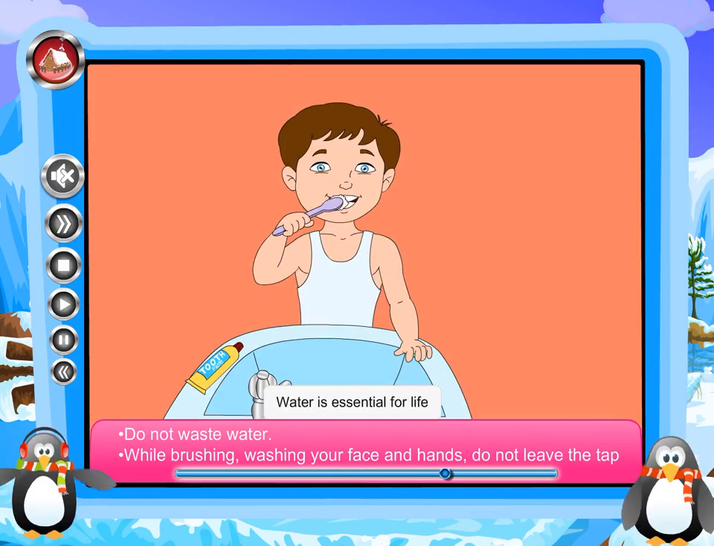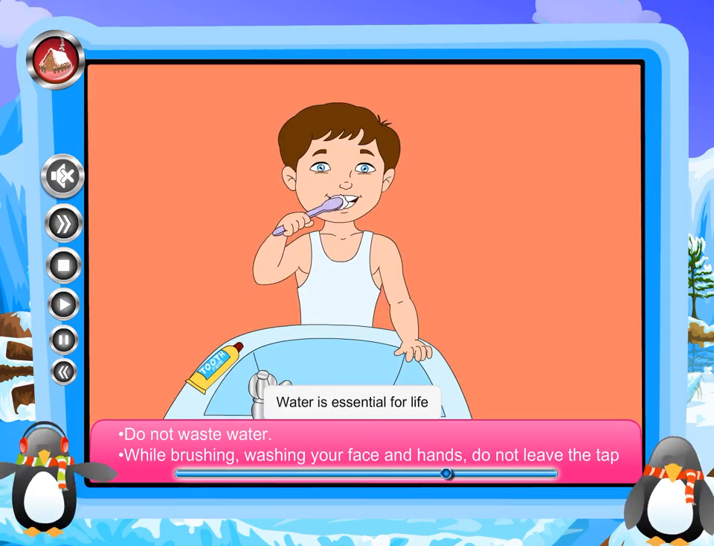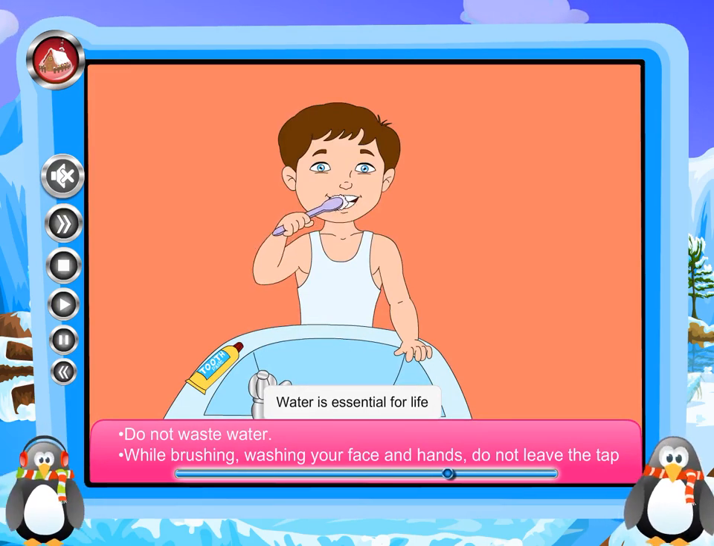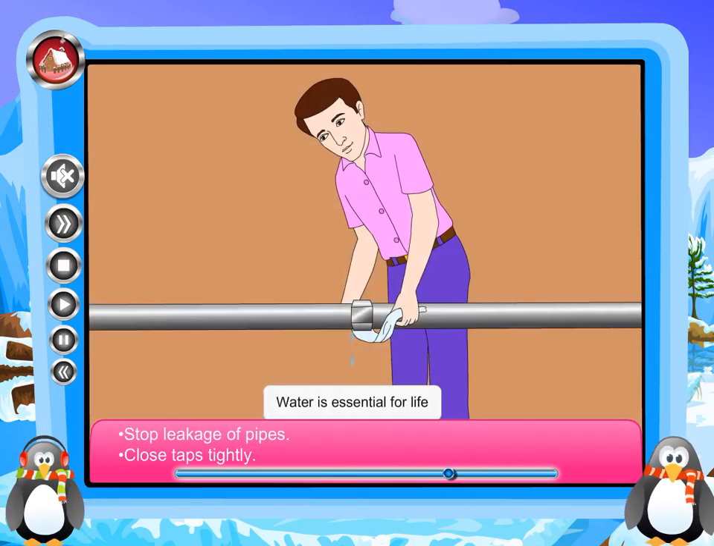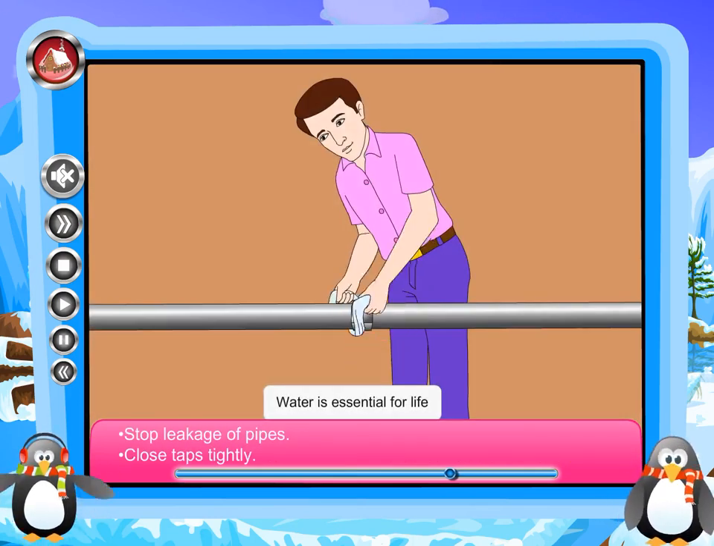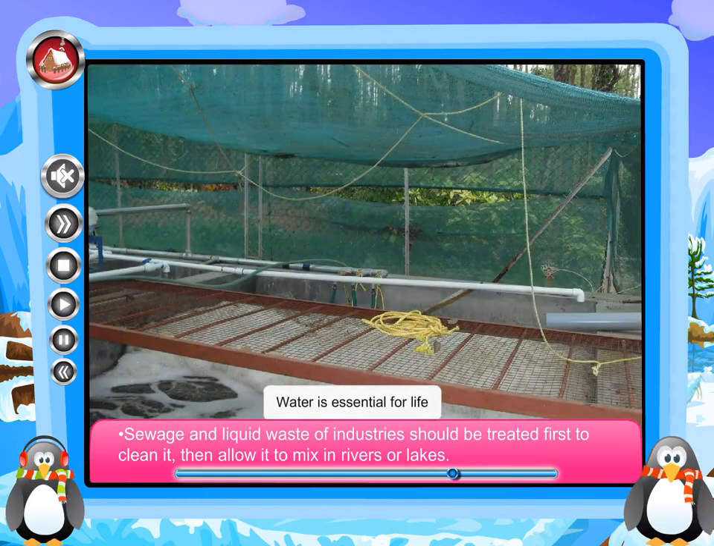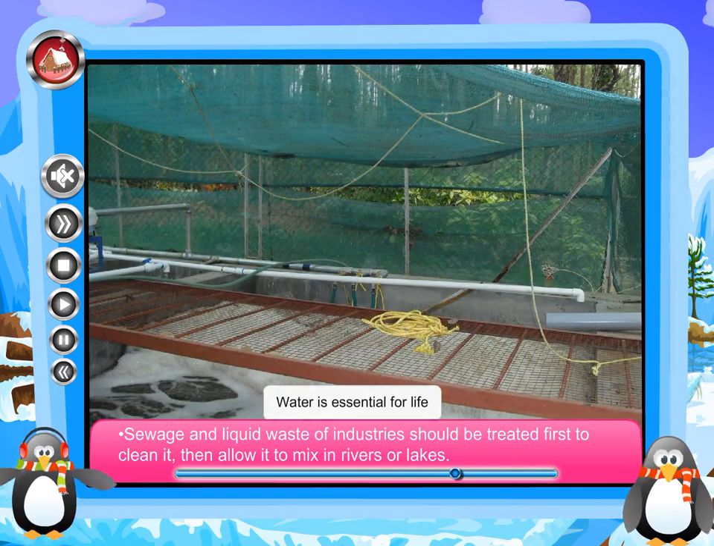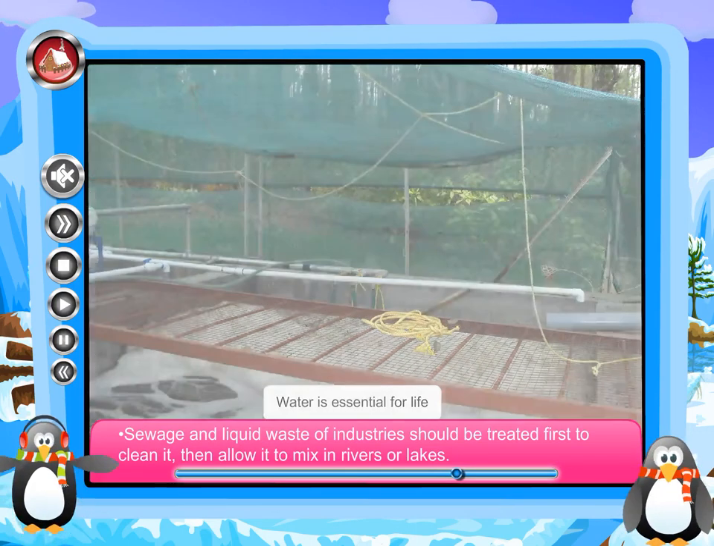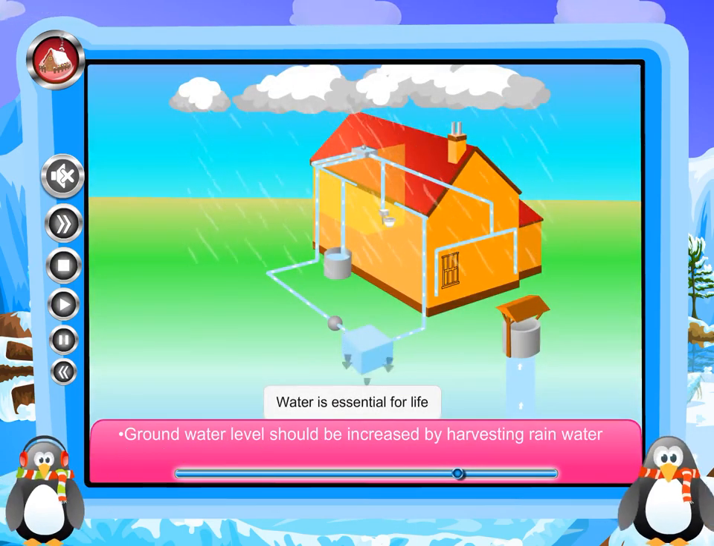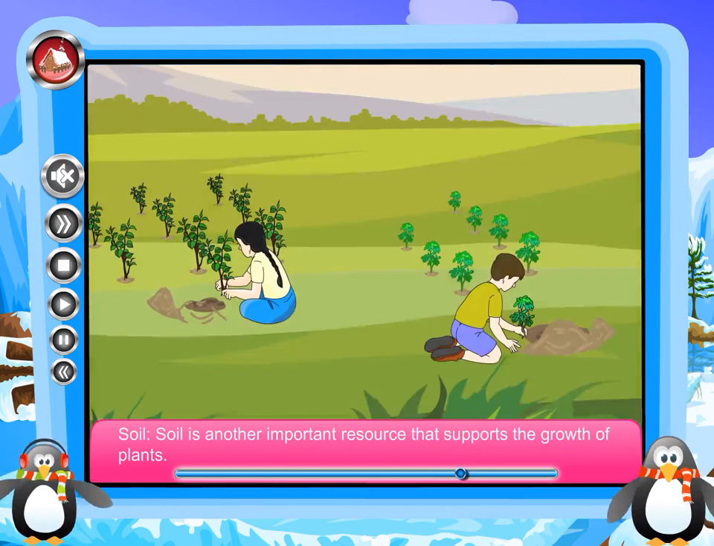Do not waste water. While brushing, washing your face and hands, do not leave the tap open. Stop leakage of pipes. Close taps tightly. Sewage and liquid waste of industries should be treated first to clean it. Then allow it to mix in rivers or lakes. Groundwater level should be increased by harvesting rainwater.